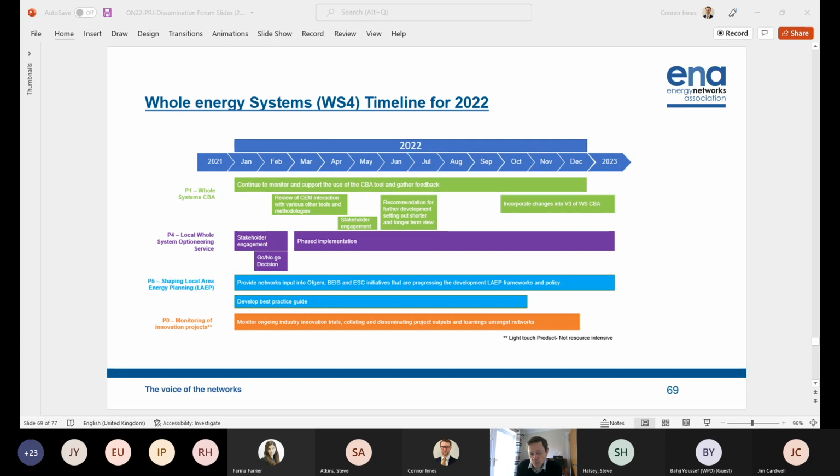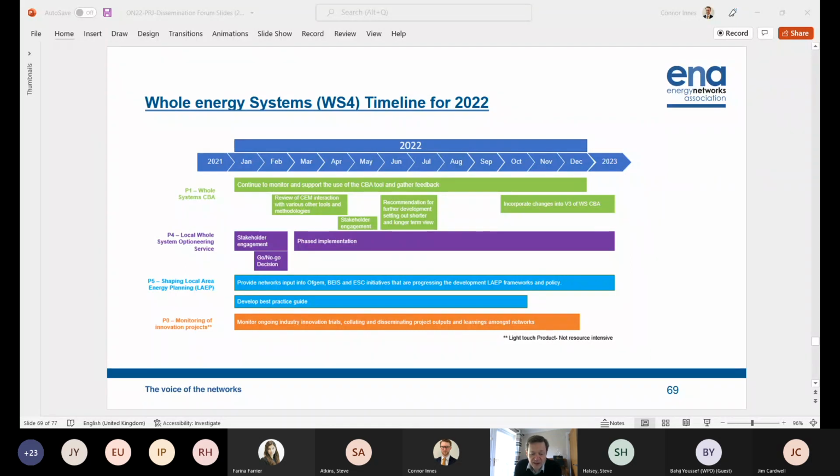We're currently consulting with authorities to understand how much interest there is in the particular service going forwards. So that will lead to a go, no-go decision in the next few weeks. And then if there is the appetite within the local authority community, we will then be looking at a phased implementation through the remainder of 2022 and into 2023.